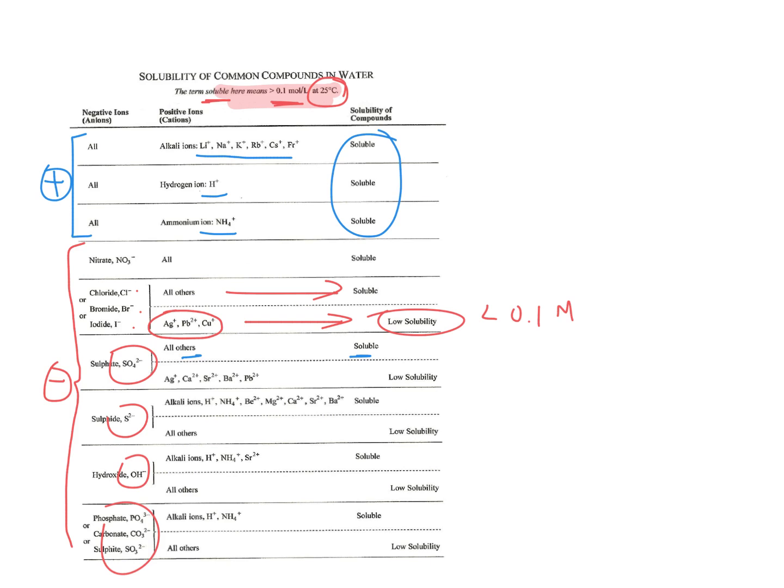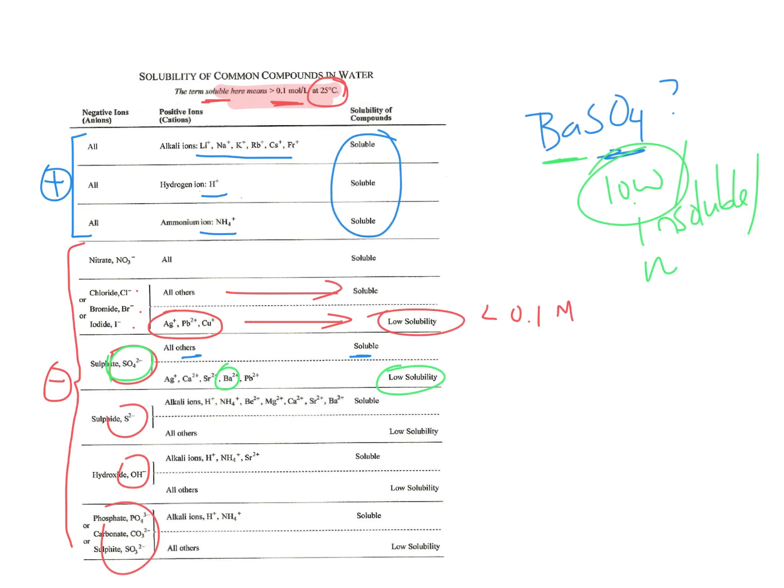For example, if I highlighted a certain salt and asked, what about barium sulfate? Is barium sulfate soluble or not? You'd start by looking at the sulfate ion, which I'll highlight in green. There's the sulfate ion, and then you'd look and see where's barium. There's barium. So we see it has low solubility. We'd say it's insoluble, or not soluble. All this means the same idea: it's going to have less than 0.1 mole per liter in any given solution.